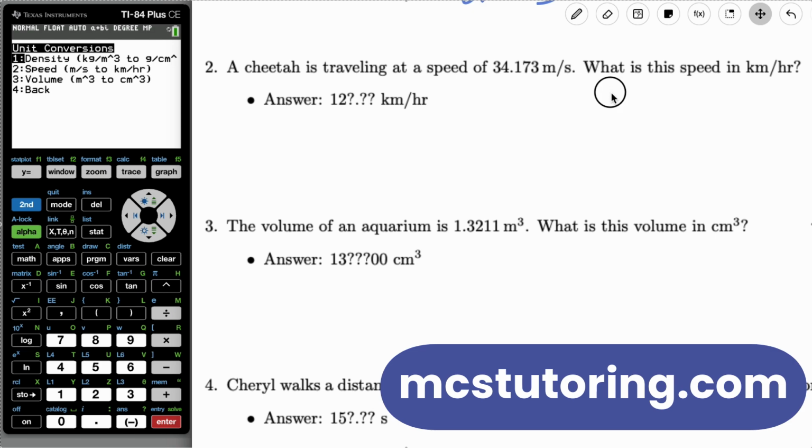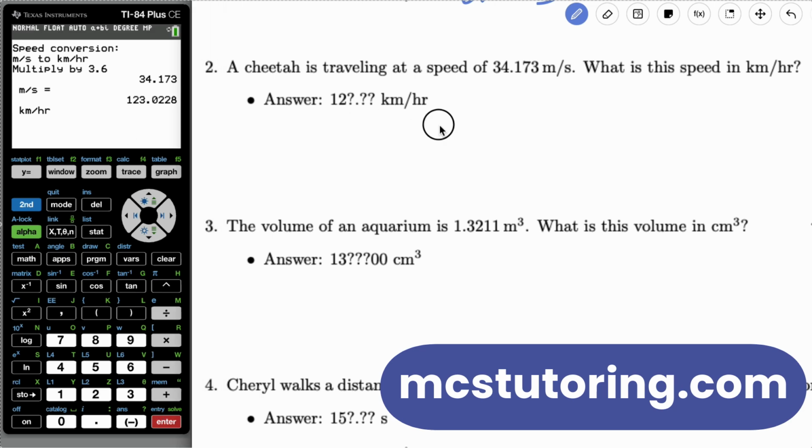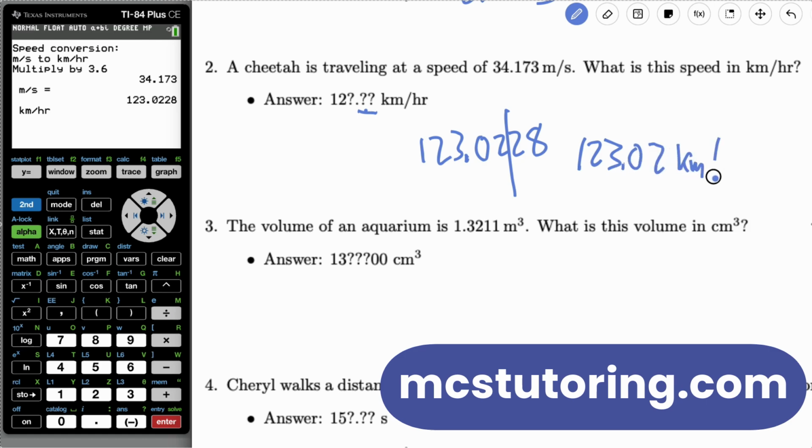Okay, now a cheetah is traveling at a speed of 34.173 meters per second. What's the speed in kilometers an hour? So there's going to be a speed conversion here, option 2. And then meters per second, I think, is the 34.173. And then cool, we get 123.0228. Okay, so it looks like we're going to 2 decimal places right here. So that's just going to be 123.02 kilometers an hour. You do want to pay attention to that.